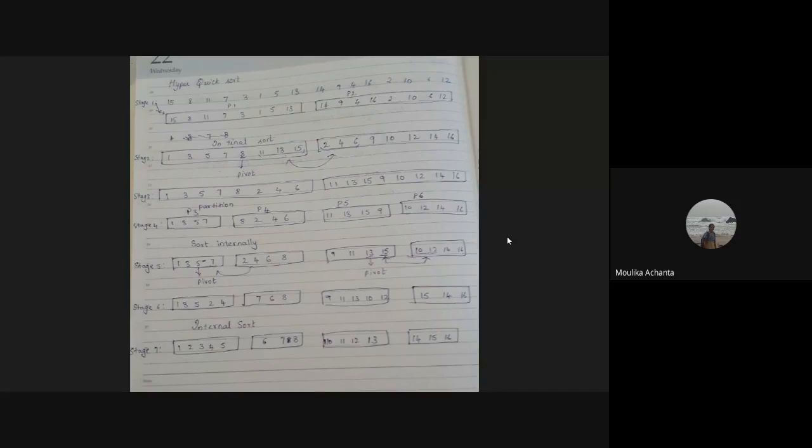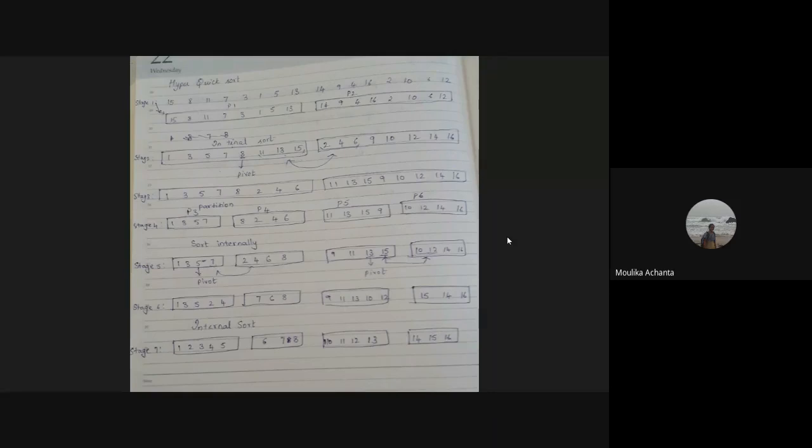So at stage 6, we'll get the list as follows. Again, this is repeated. So the internal sort is done. Now we'll see here all the elements were sorted out in ascending order.